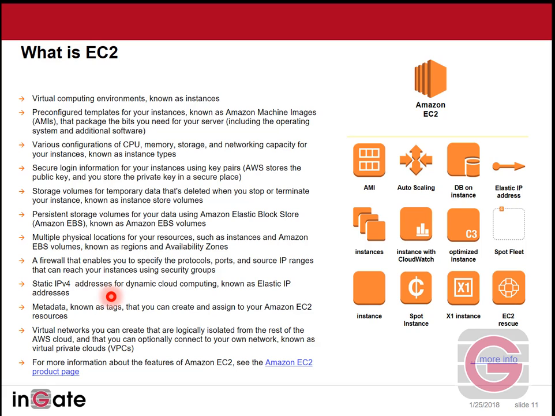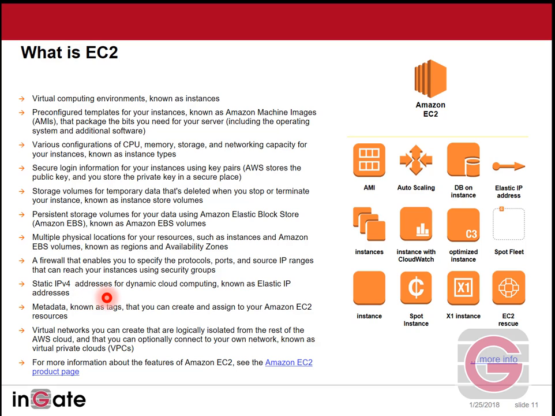A firewall that enables you to specify the protocols, ports, source IP address ranges, etc. This is something that is called the security groups. Every time you create an instance, you can associate a security group. You must associate a security group, or it's going to take a default security group. And in that security group, you're going to define the rules for access. In other words, you can block ports, you can open ports, etc.